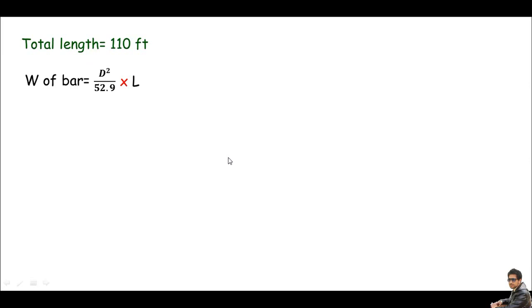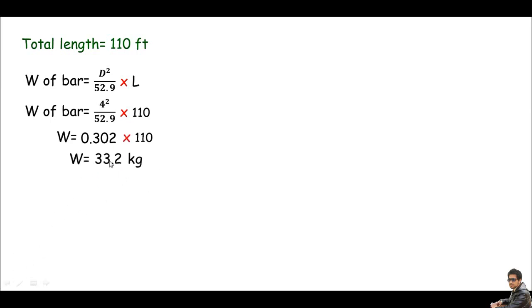So plug and chug in, you must get the weight of bar where the diameter must be in Sudha, right? And we are informed to take number 4 bars. So 4 square divided by this times the length is given, which is 110. When you calculate this, you can get 0.302 times the length. Of course, you can get 33.2 kg. And this is quite simple, I think, right? So just look at over here.